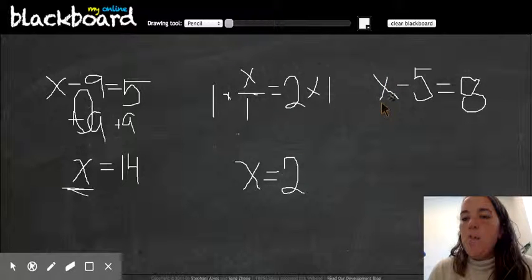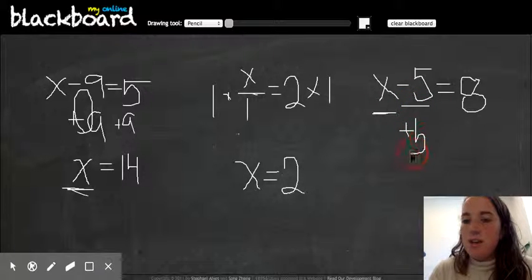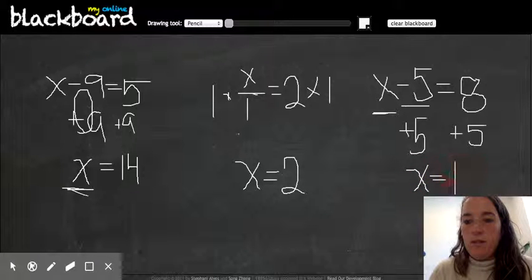For our third one, what operation are we doing? We are subtracting. So in order to get x by itself, I need to undo what I have here. So I need to undo it by using the inverse operation. I'll add 5 to both sides. So I'll have x equals what? 13.